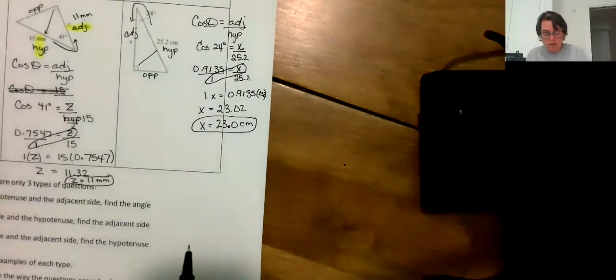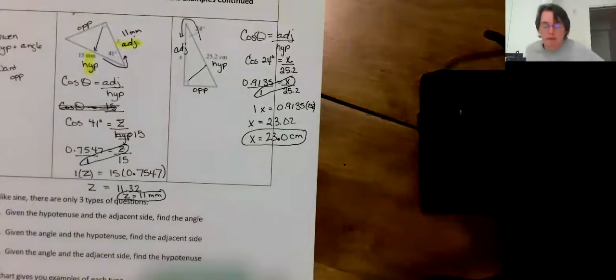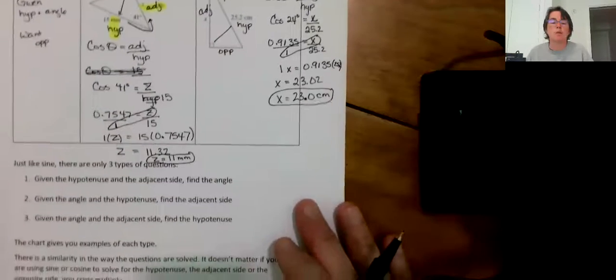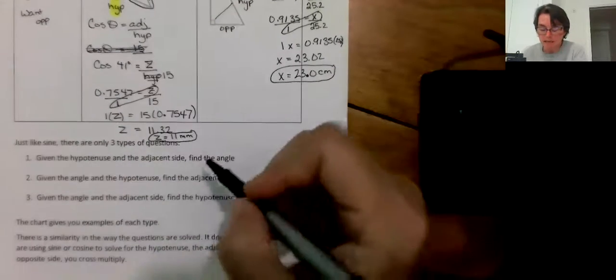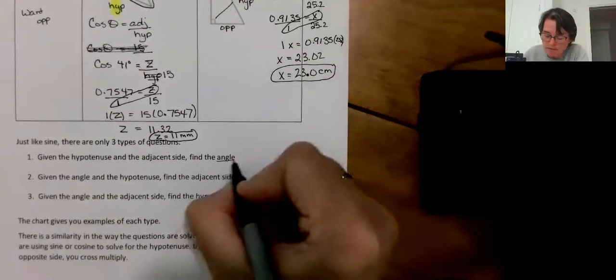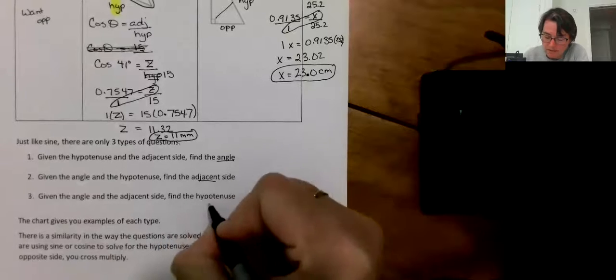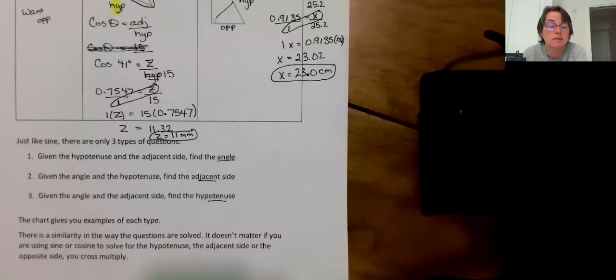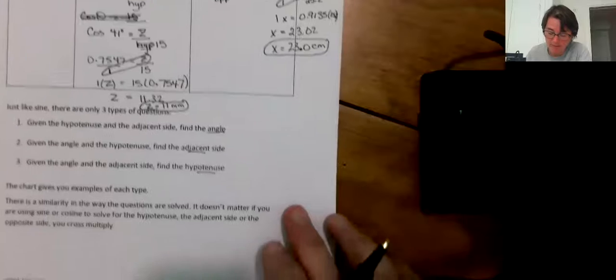So we are golden. Right, so let's look at the stuff at the bottom here. Just like sine, there are only 3 types of questions. You're either finding the angle, finding the adjacent side, or finding the hypotenuse. And this chart, although it's on 2 separate videos, does give you all 3 options. So there's a sample of each one. I did it, and then you turned around and you did it, and you got the right answers. And now you're like, ah, I did this. This is not so bad.